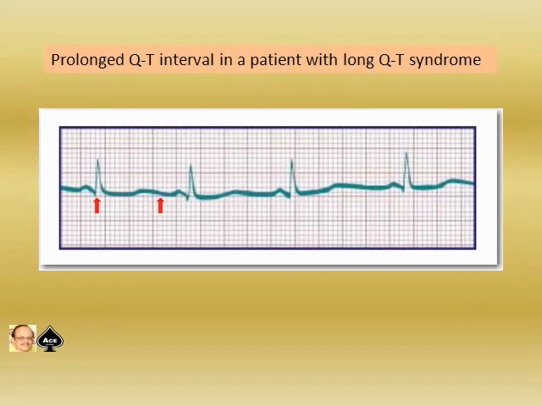And in this panel I am showing you the prolonged QT interval in a patient with long QT syndrome, and the two arrows are approximately the beginning of the Q wave to the end of the T wave.